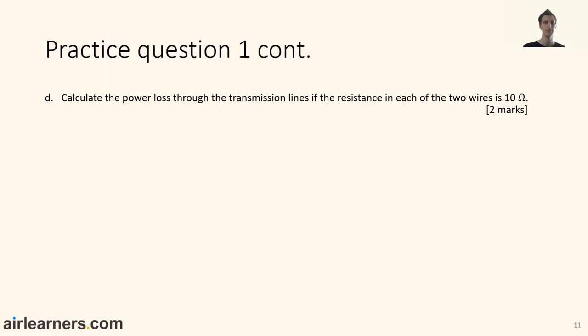All right, calculate the power loss through the transmission lines if the resistance in each of the 2 wires is 10 ohms. It's worth 2 marks. You may wish to draw a diagram or use your diagram with your answer, and obviously your answers to previous questions, so that you know what you need to do.